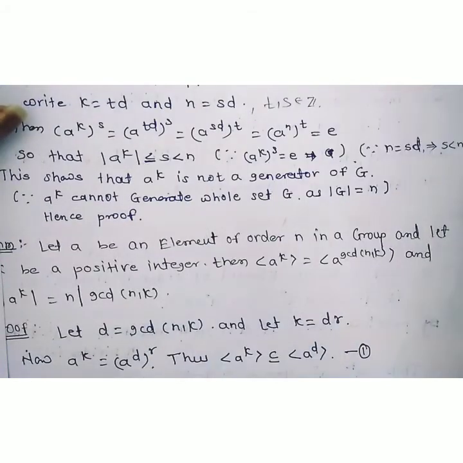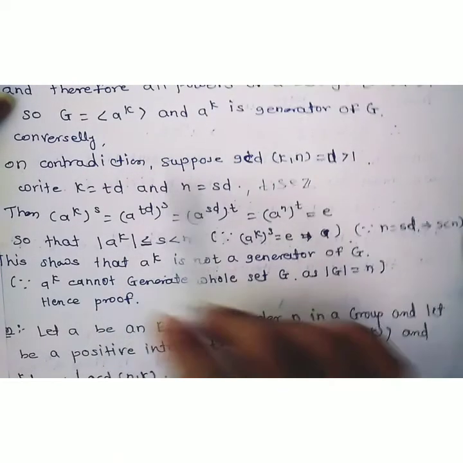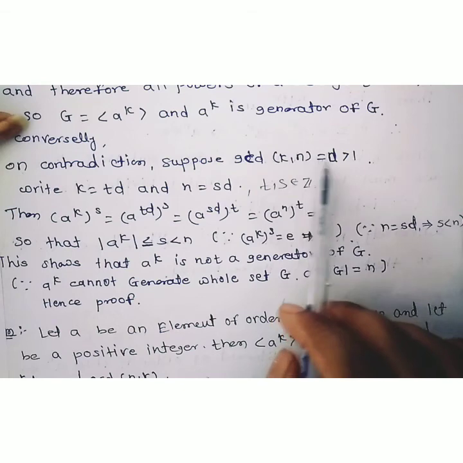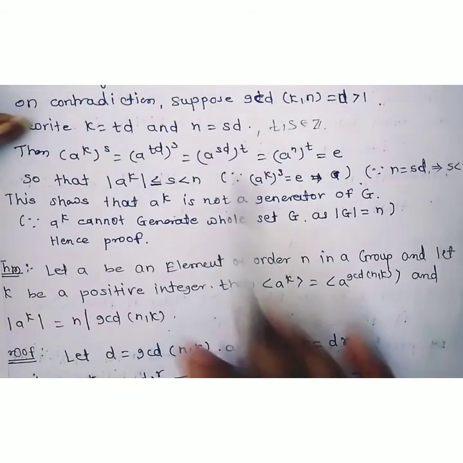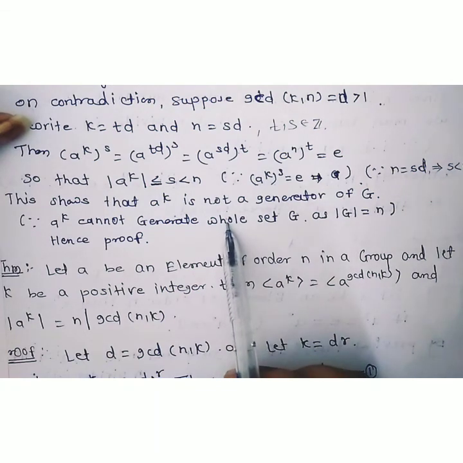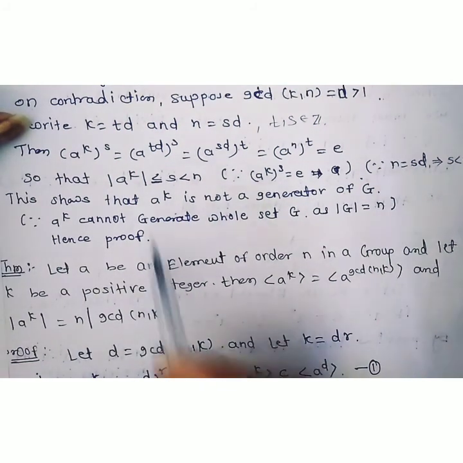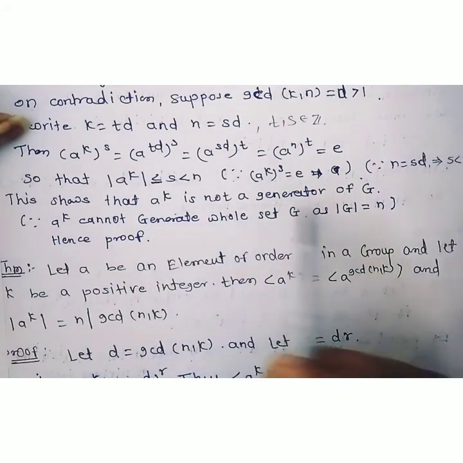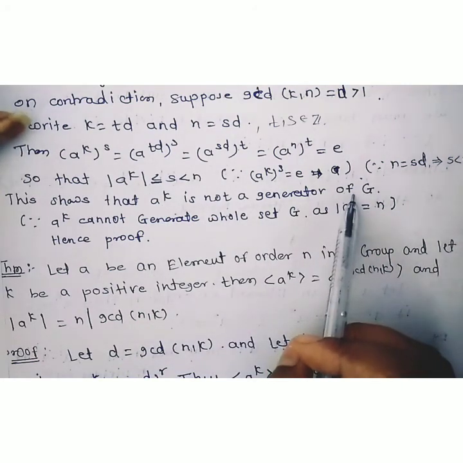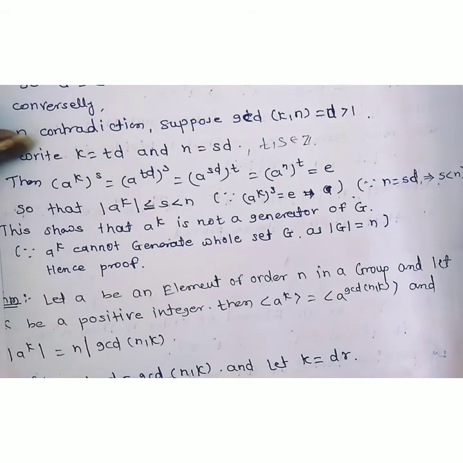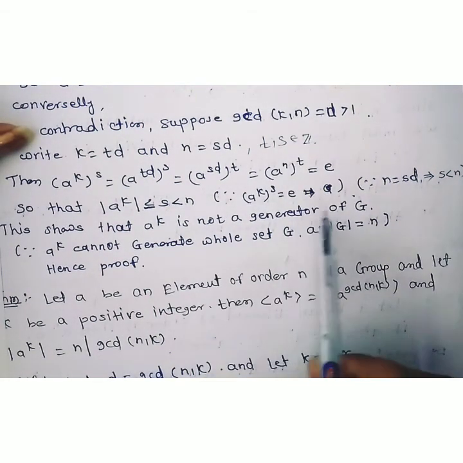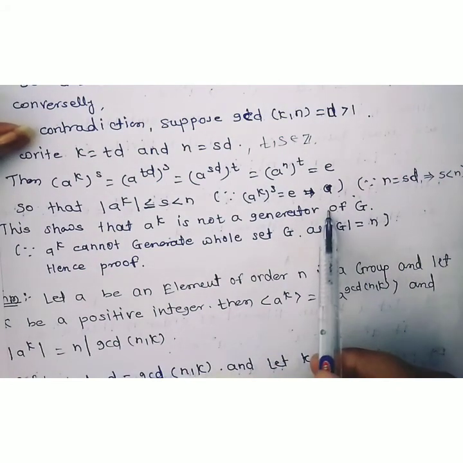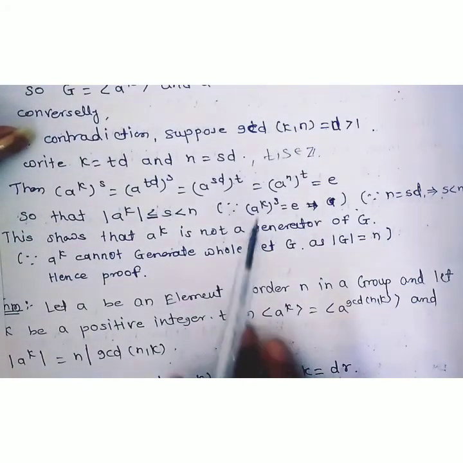Therefore, by contradiction, what have we proved? On contradiction, we suppose the GCD of n and k is equal to d, which is greater than 1. Then we prove that a raised to k is not a generator of the group G. Therefore, by contradiction, we can prove that this holds. If the GCD of n and k is equal to d greater than 1, then a raised to k is not a generator of the group G. Now here we end the proof of this theorem.